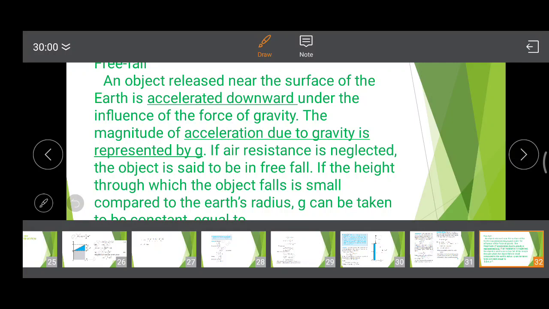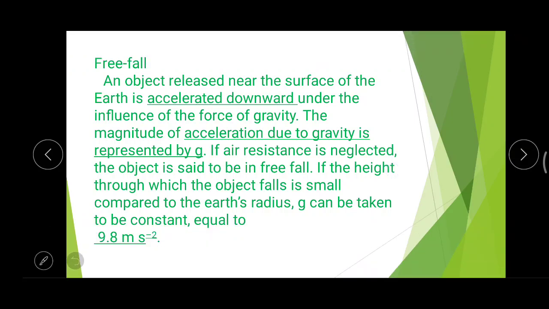Hi dear students. So in the last section we have discussed the example 3.3 and 4. Now we are going to discuss the example which is dealing with the free fall.